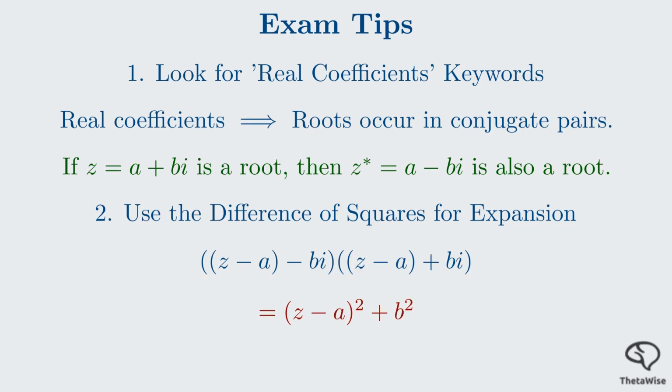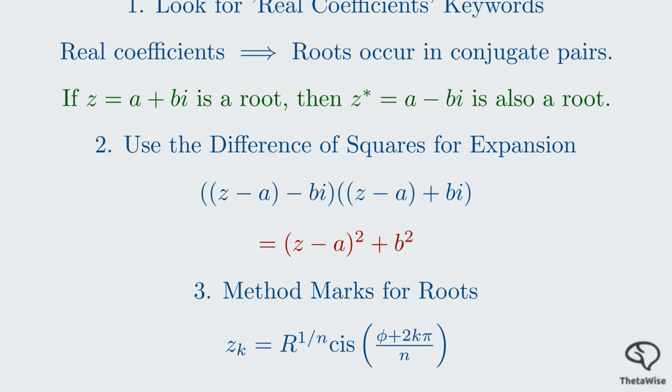Even if you make a calculation error, you can still gain method marks by clearly showing the general formula. Always write the general formula before substituting specific values of k.